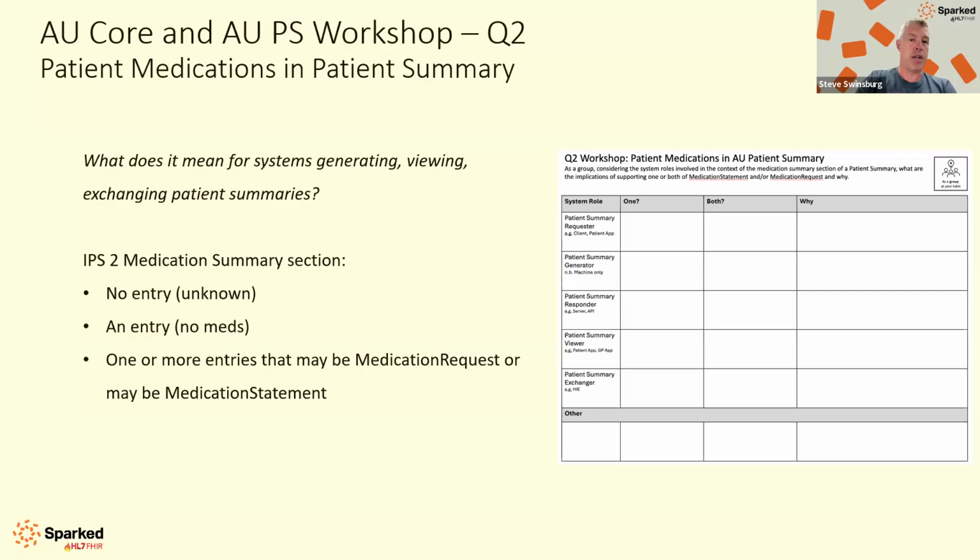Those rules are around the medication summary section for the patient summary, that there must be either no entry indicating that the medications are unknown, an entry indicating that there's no meds, or one or more entries that may be medication request or medication statement. So what we wanted to understand through this workshop was what should be populated in the AU patient summary medication summary section. Is it one or both, and why? And so if we go to the next slide.